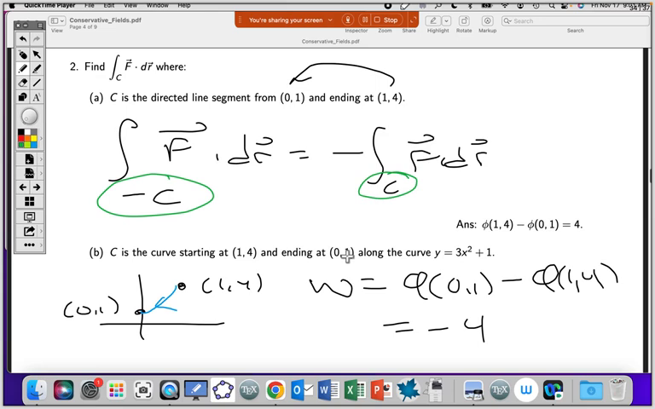But the fundamental theorem of line integrals says in a conservative field, the curve itself doesn't matter. All that matters is the start point and the end point. So even though we found the work moving along a line segment from (0, 1) to (1, 4), the work done coming back along that parabolic path is going to be the opposite of the work done in part A, because you're just now subtracting in the opposite direction. You follow?